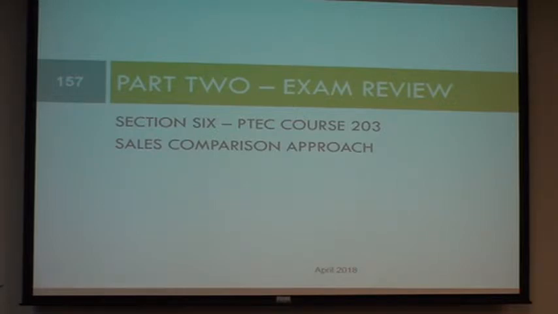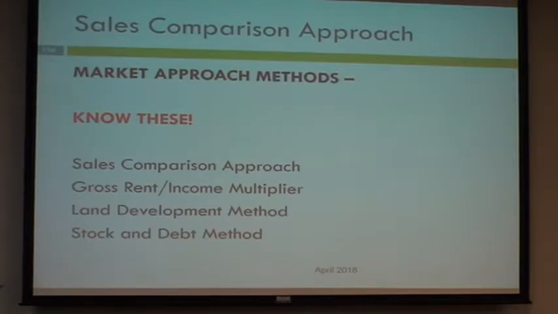Okay, let's talk about the market approach methods here a little bit. Just a reminder that your Level 3 will have 19 questions. Level 4 is going to have 20 questions. We'll talk about a few definitions first. Right at the top of the page, it talks about the market approach methods. There are various methods called the sales comparison approach, the gross rent or income multipliers, the land development method, and the stock and debt method.